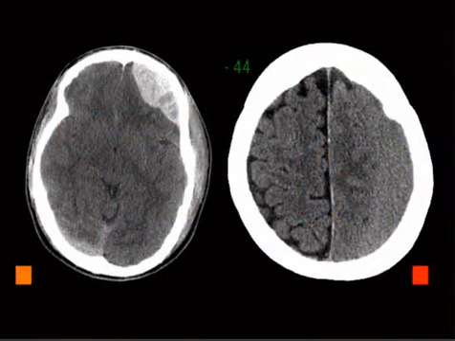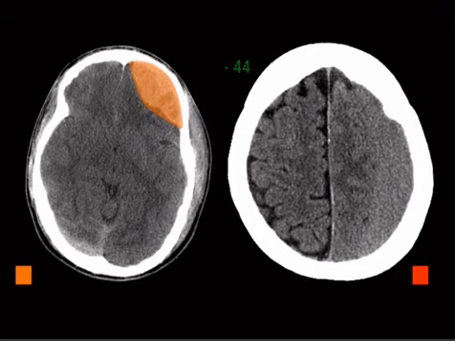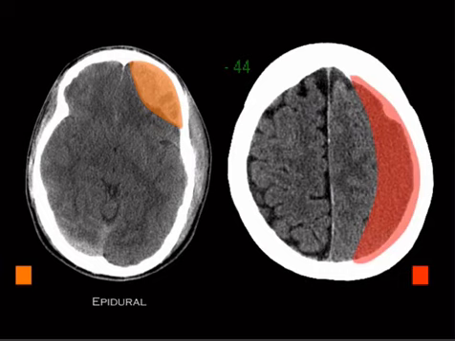We've got two head bleeds here. The orange one is lenticular shaped. Doesn't appear to be crossing suture. The red one is more crescent shaped. Definitely crossing sutures, right? It's going the whole thing.